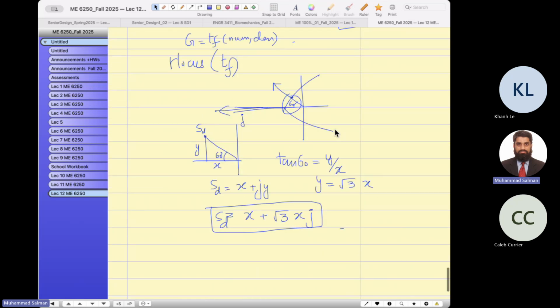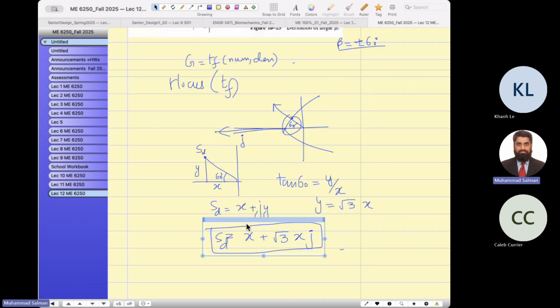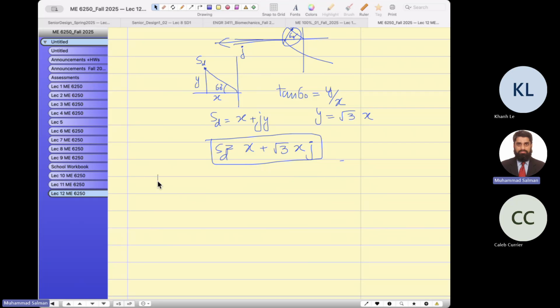You have to do some right angle triangle technique. Replace y by another x, so we will have two x's in the desired pole, and then that pole you will enter in this characteristic equation to find out the x value. Once you find out the x value, you can multiply by square root 3 to find out the y value, and the desired location of the pole will be written like this.